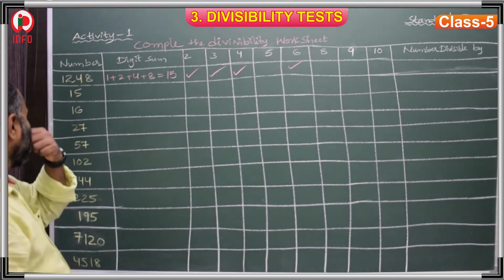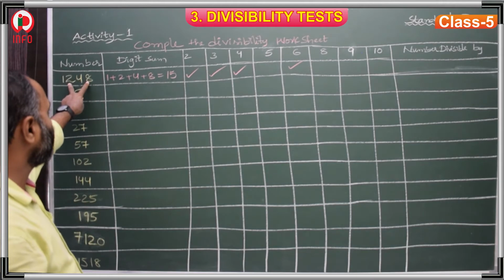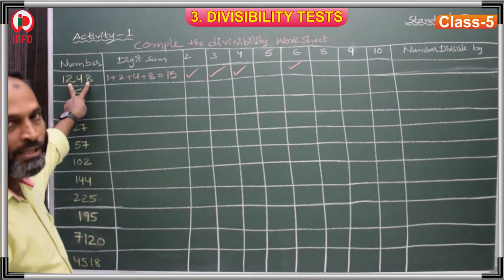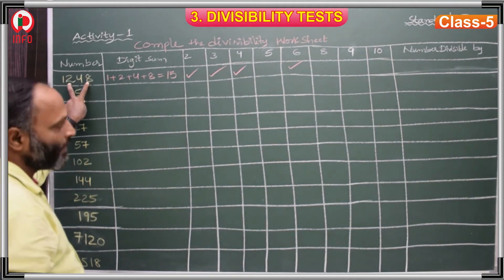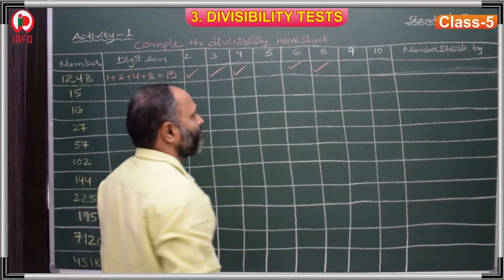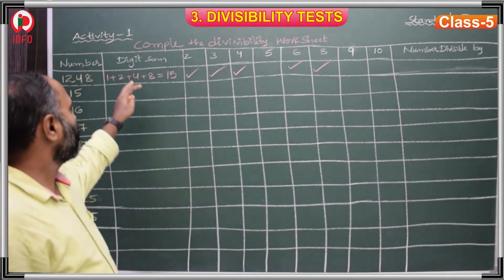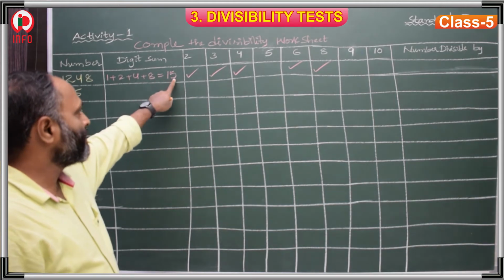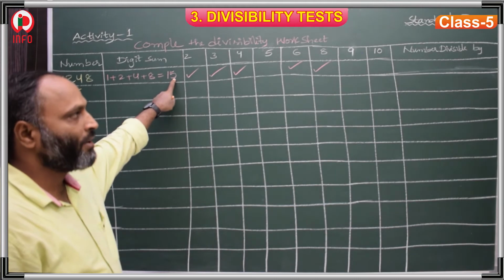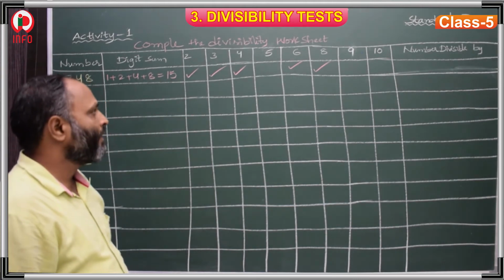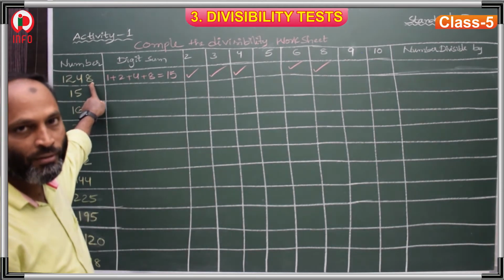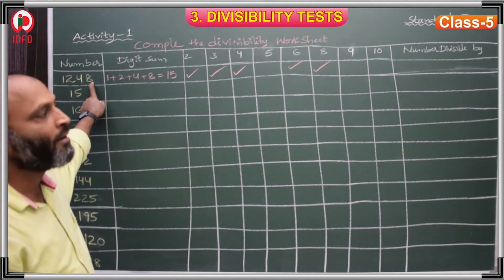Then 8. In 8, we have to check the last 3 digits, 248. It is divisible by 8, so this number is also divisible by 8. Then in the 9 table, the sum of the digits is 15. 15 is not in the 9 table, so it is not divisible by 9. Then in 10, the last digit should be 0. Here there is no 0, so it is not divisible by 10.